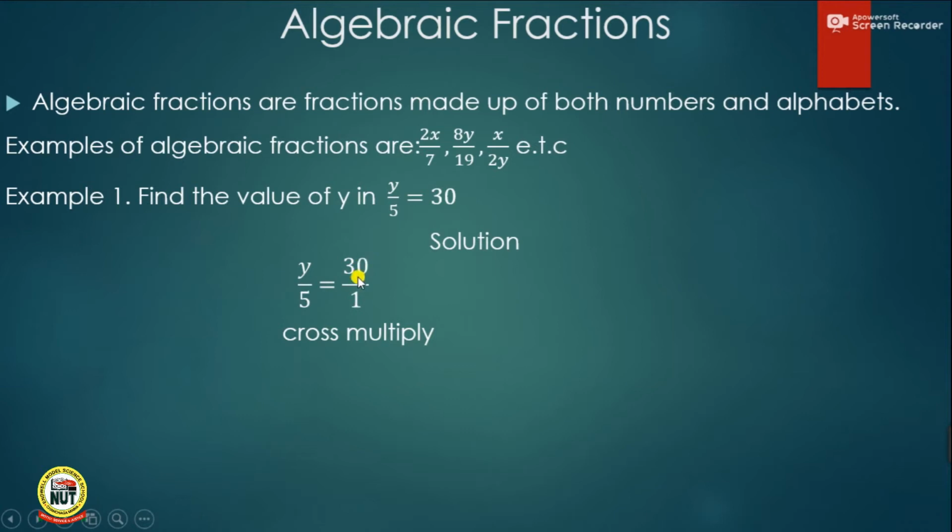Therefore, 30 divided by 1 is what? Good. 30 divided by 1 is 30. So the next thing we do is to cross multiply. That is y multiply 1 and then 5 multiply 30. That's what we mean by cross multiply. Then y times 1, which is what we have here, is equal to 5 times 30.